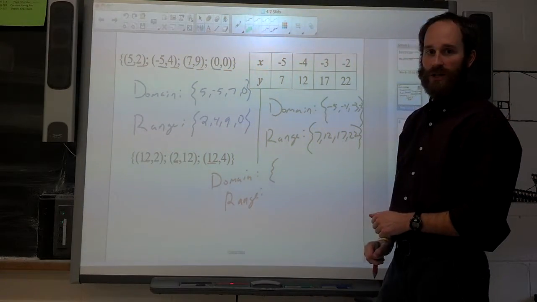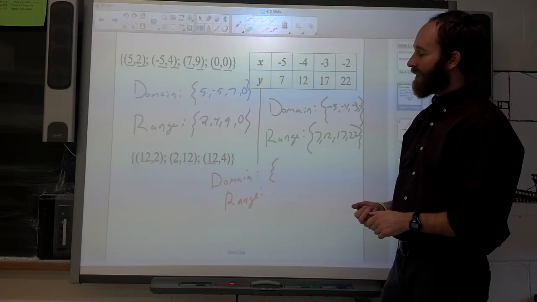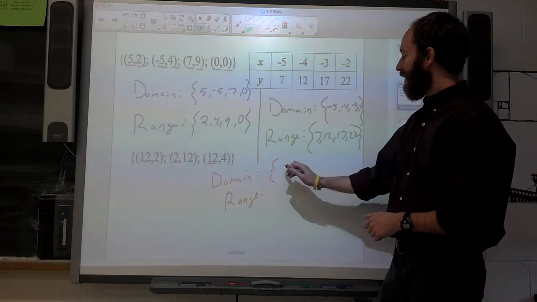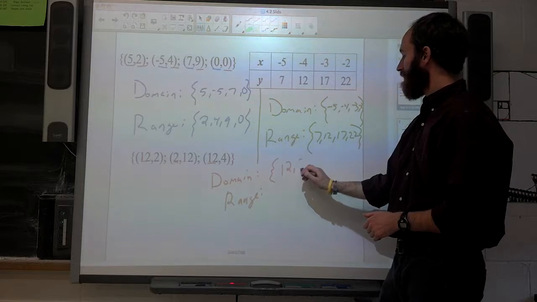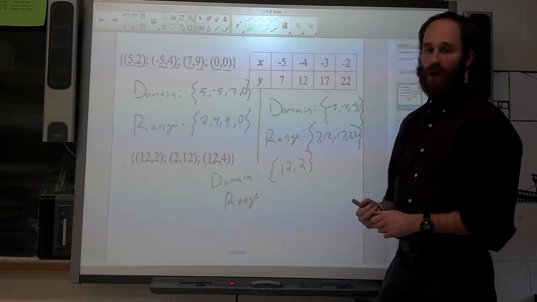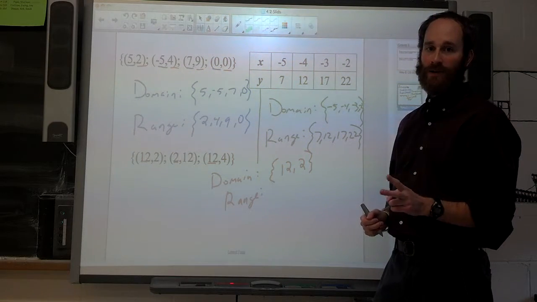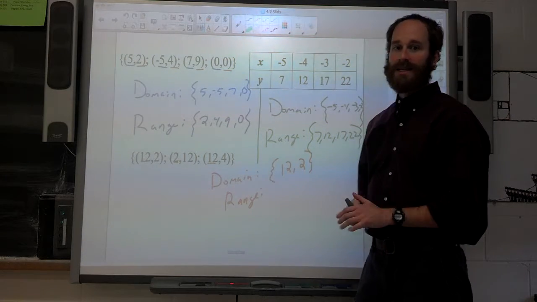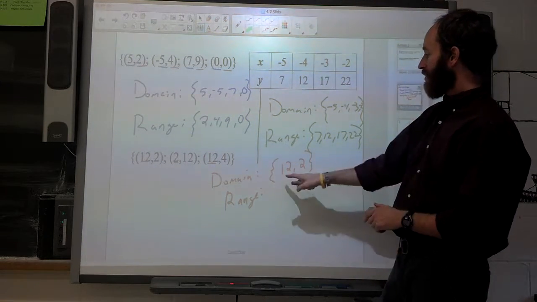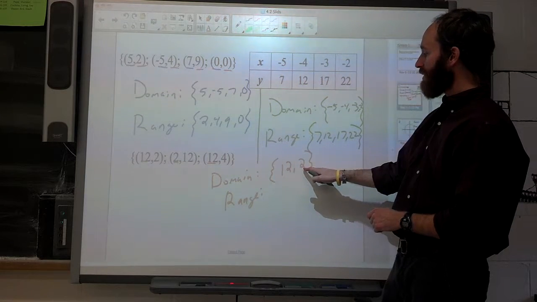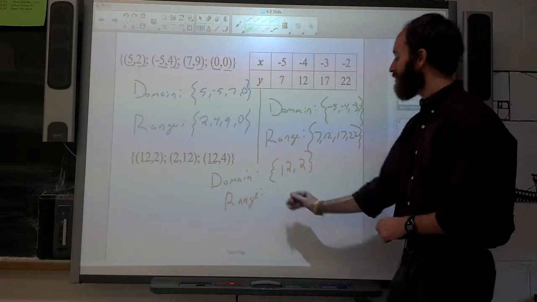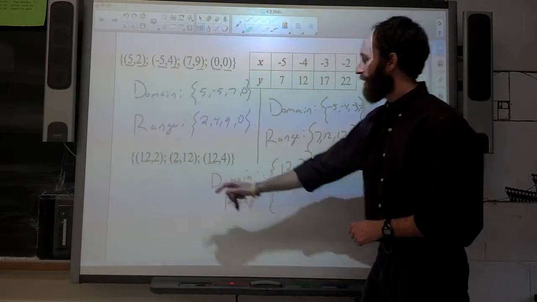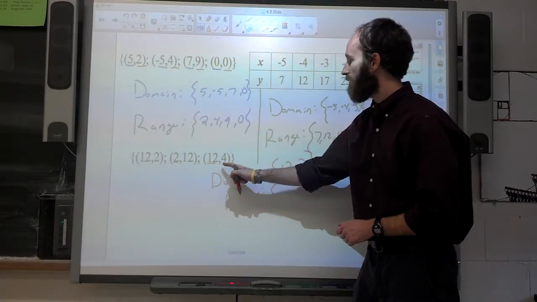So here's a good question. Do we write down 12 once, or do we write down 12 twice? Well, to help you out with it on this video today, we're only going to be writing down 12 one time. We do not write it down twice. The number 12 is the number 12. It does not appear more than once in the set of numbers that we have. So we would see this as a 12 and a 2 here. And our range would be the y values. So it's going to be a 2, a 12, and a 4.